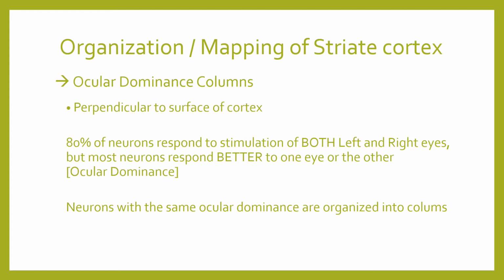And again, we're going to see these location and orientation columns, but also with a left eye dominant, right eye dominant neuron, if that makes sense. So these neurons with the same ocular dominance are also organized into columns.